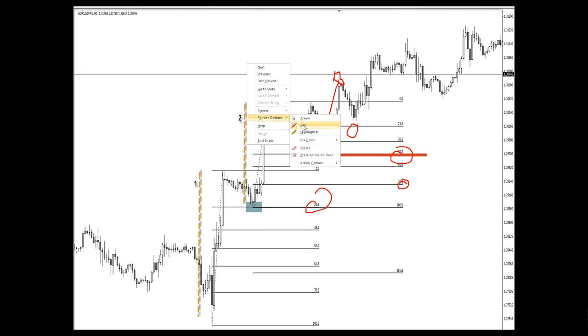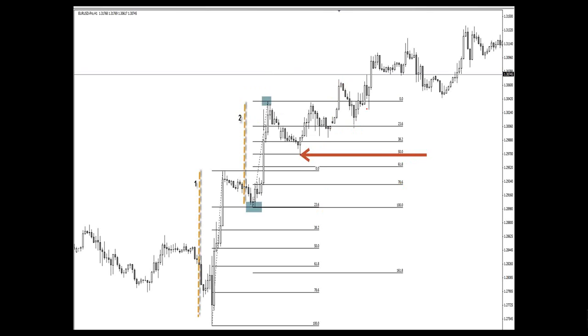Okay, after that move, this is very easy to spot. Look at this, point A, point B. And you can draw this retracement from point A to point B, and you see, this is around 38.2 and 50 retracement here. And now the downtrend. You see the downtrend.